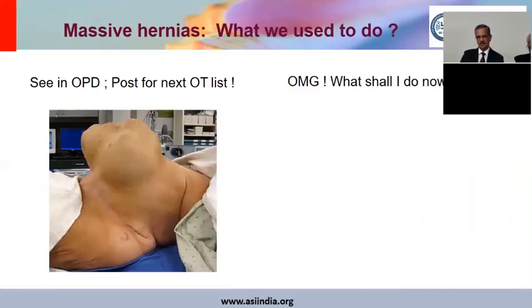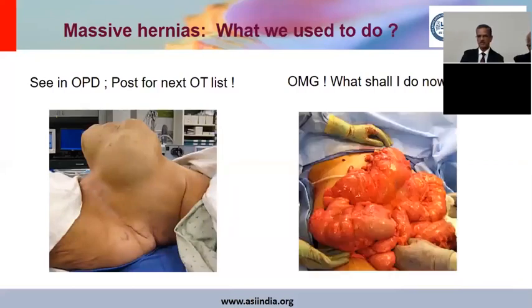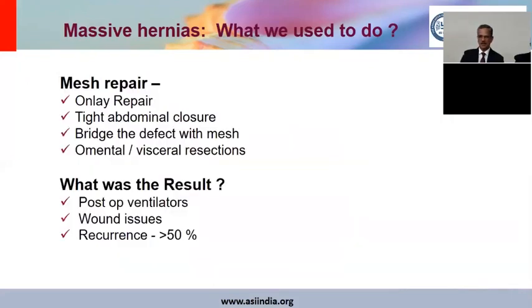All these years, when we used to see all these massive hernias, we never used to think much, and most of us used to see them in the OPD and then post them for surgery the next day, in the OT list. And once we were operating, we used to realize, oh God, what to do now, because it doesn't go inside and we cannot close the abdominal cavity. So we used to do mesh repair. All of us have done mesh repair, and many times it is not possible.